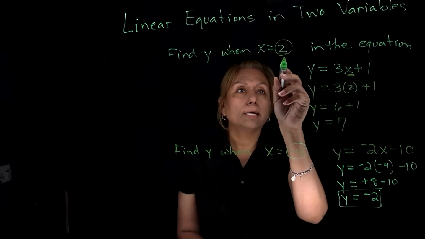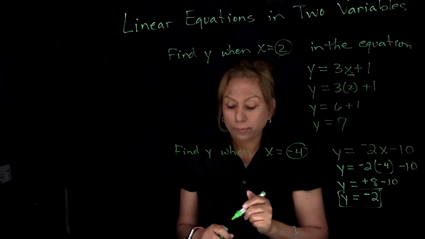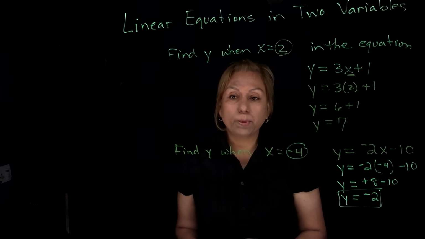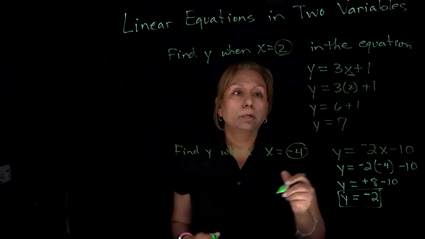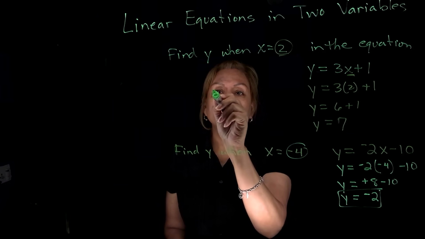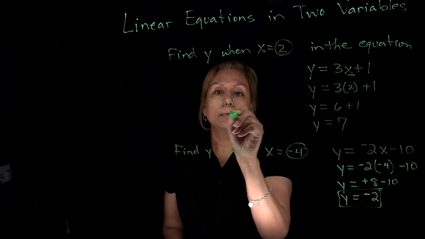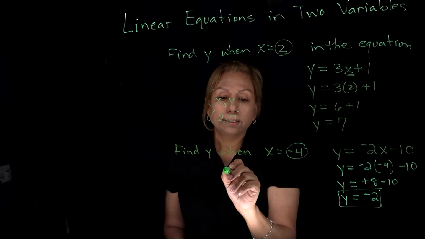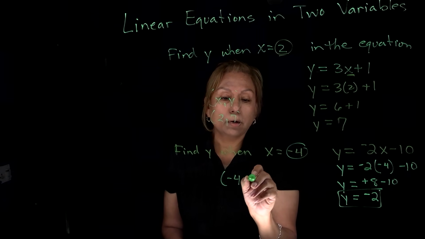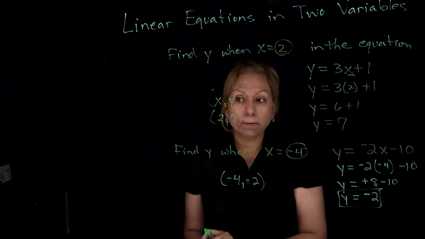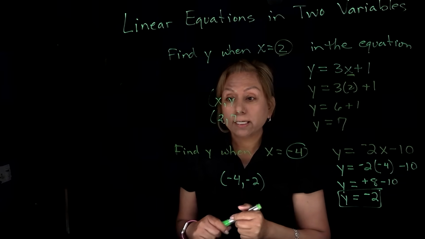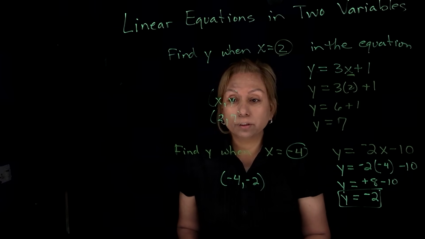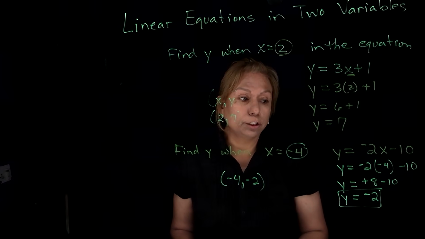And the first one, when x is 2, y is 7. So a solution to a linear equation in two variables is an ordered pair that makes the equation true. If we recall, ordered pairs are written as x comma y. So we would have 2 comma 7 for the first one, and the second one would be -4 comma -2. That's an ordered pair. So understanding these equations helps us move from algebraic expressions to graphs and real-world relationships.